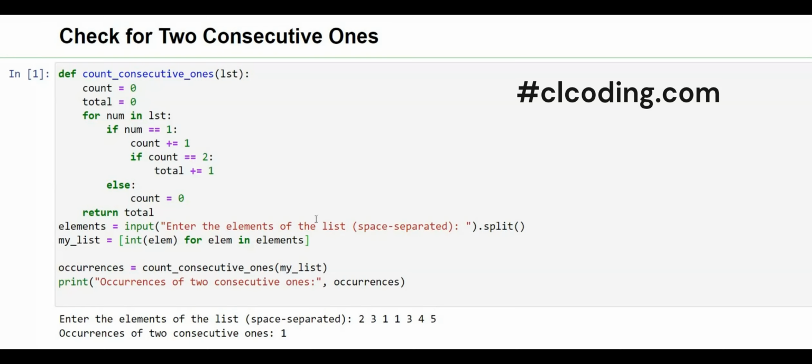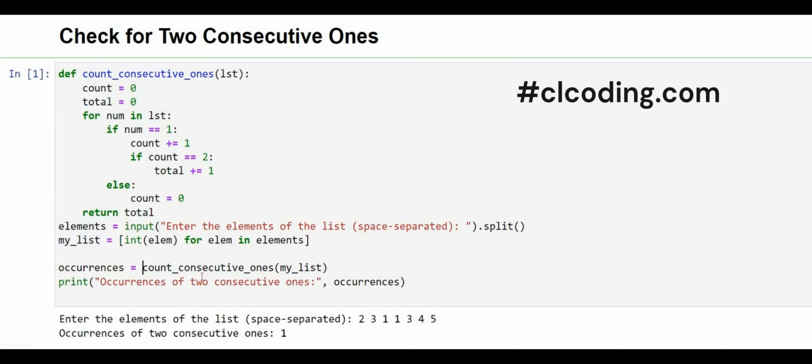Now as we are taking the input from the user as a string, we have to convert that into integers. For that we are using list comprehension. So for lm in elements, meaning the elements present in this elements variable, it will convert each into an integer. Inside the int function we have given lm, and the resulting list from this list comprehension will be stored inside the my_list variable.